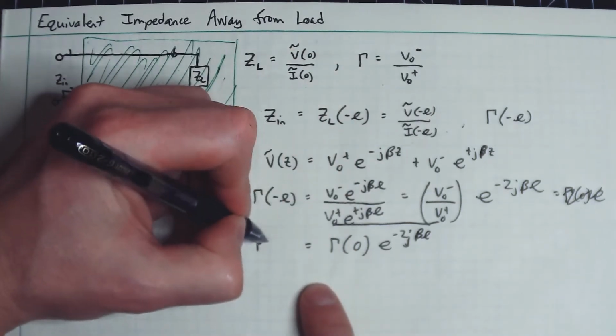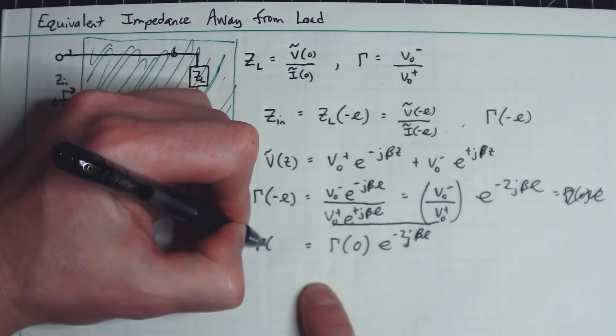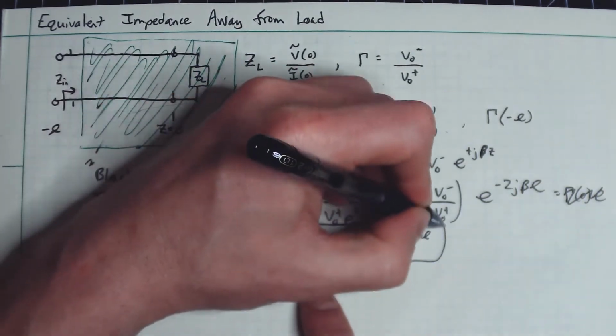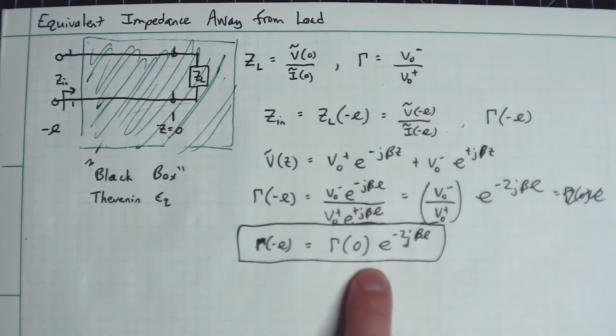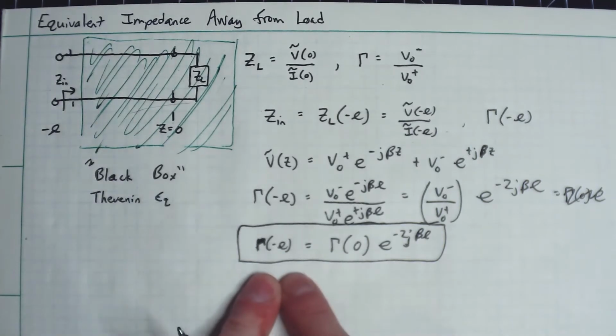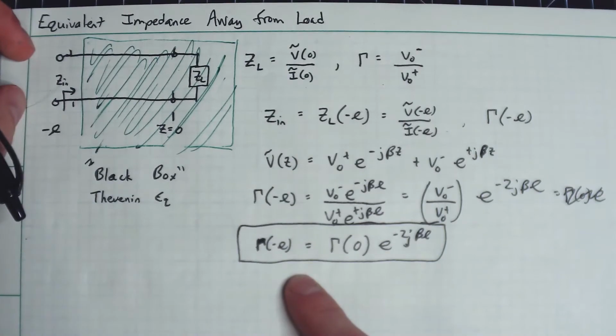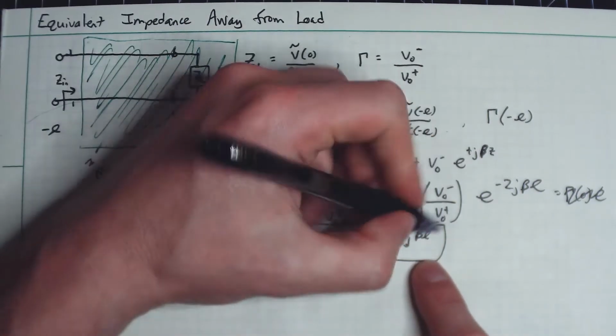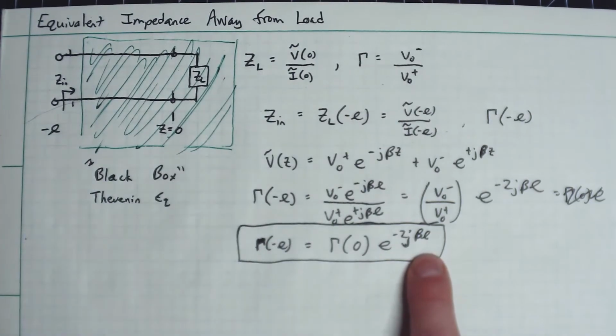So let's write this out, gamma of negative L is equal to this thing here. So this is an important relation in transmission line theory because it just says that my equivalent reflection coefficient at some distance away from a load is just the original reflection coefficient multiplied by this little phase term.